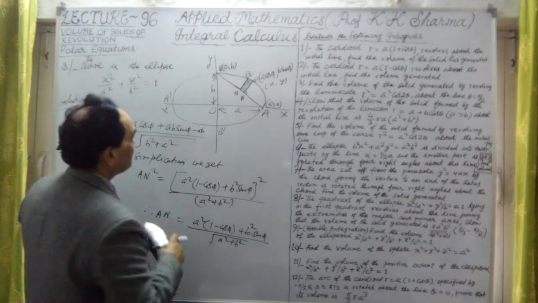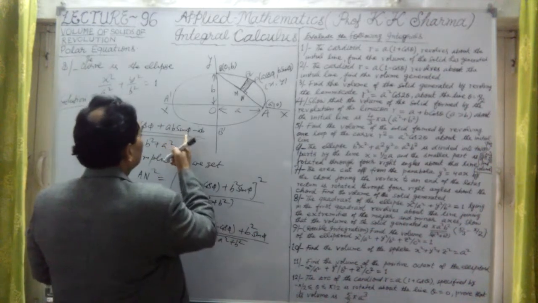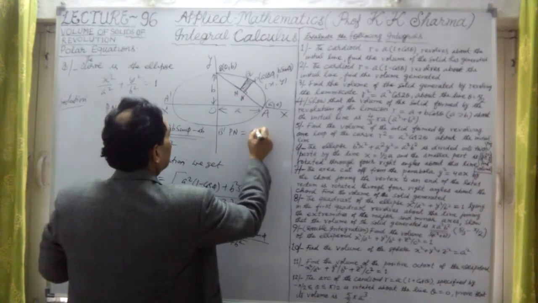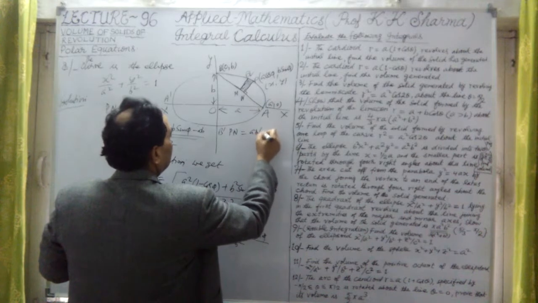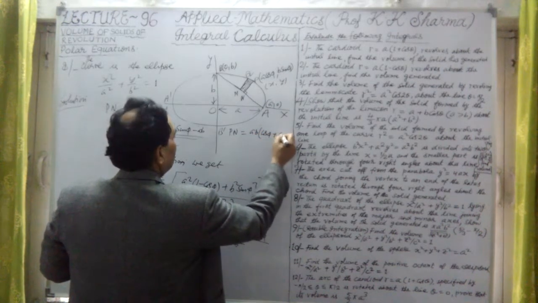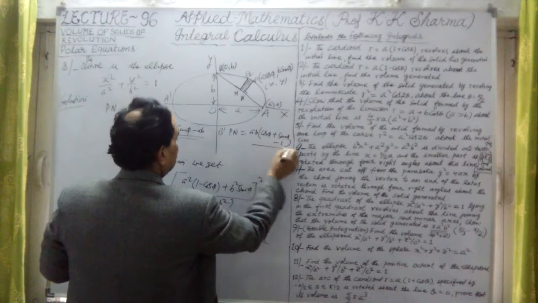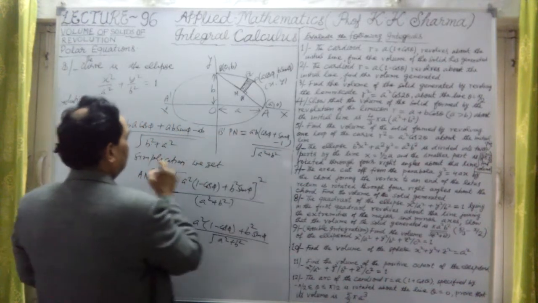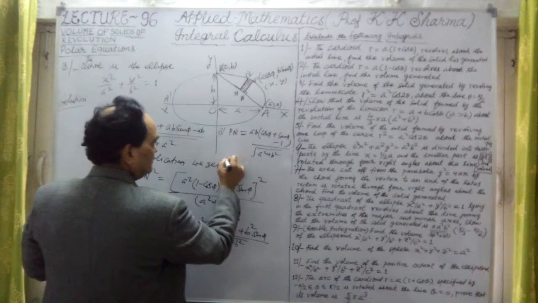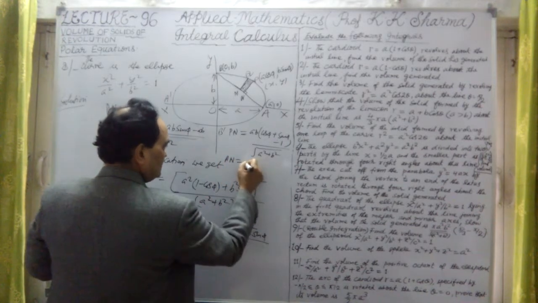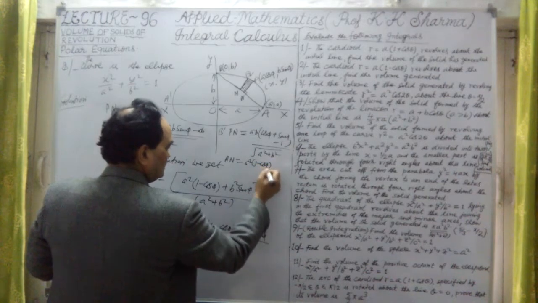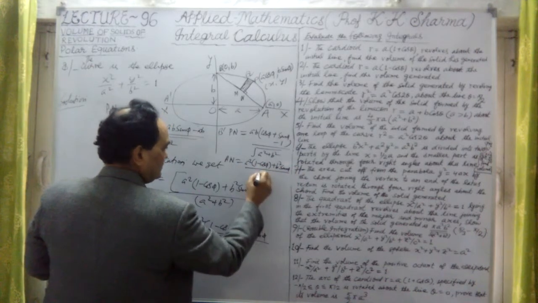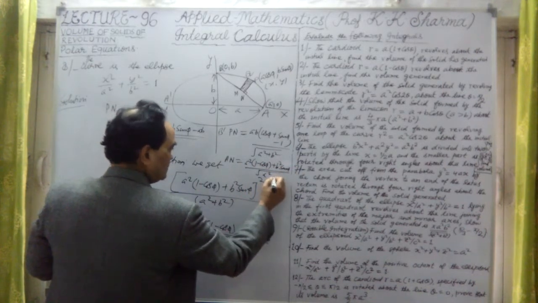So what is the PN? Let me write here PN. PN is AB into (cos phi plus sin phi minus 1) divided by under root a square plus b square. This is the value of PN here. And AN is this. Let me write here AN: a square into (1 minus cos phi) plus b square into sin phi, divided by under root a square plus b square.